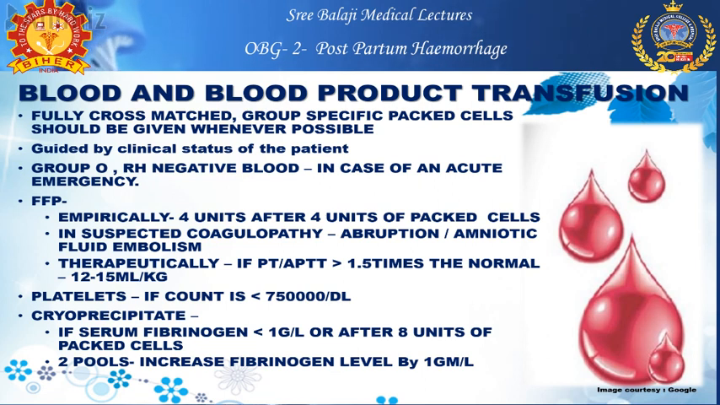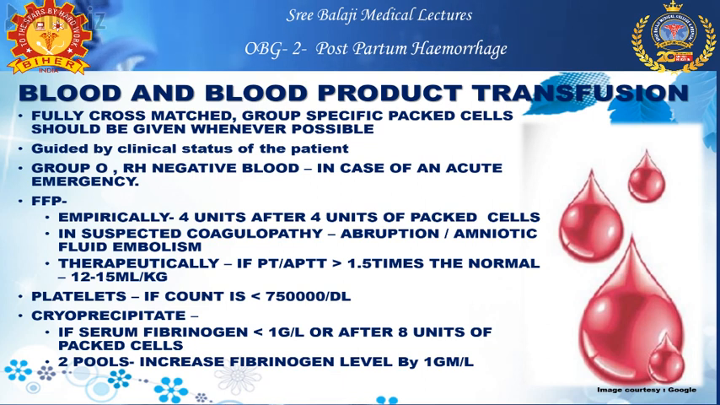FFP transfusion can be given empirically, 4 units after 4 units of packed cells. In women with a suspected coagulopathy like abruption or amniotic fluid embolism, FFP should be transfused earlier. If PT-APTT is more than 1.5 times the normal, FFP is given therapeutically. The dosage is 12 to 15 ml per kilogram body weight.